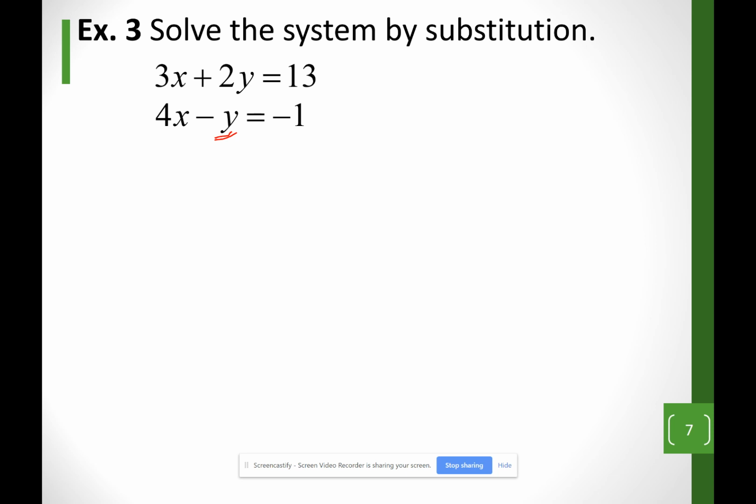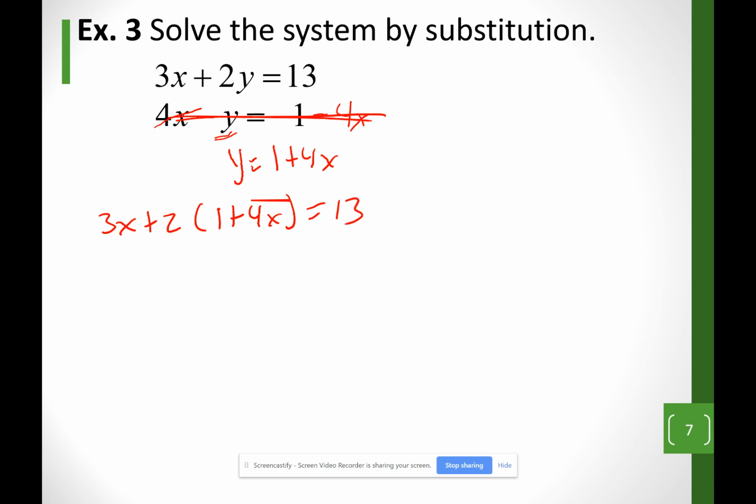What I'm going to do first, I'm going to move the 4x over as a negative 4x, divide everything by negative 1. So basically, I'm going to switch the signs. So I'm going to get that y is equal to 1 plus 4x. Now that I have the y by itself, I'm going to substitute what y is equal to into the first equation. So I have 3x plus 2 inside parentheses 1 plus 4x, and all this is equal to 13.